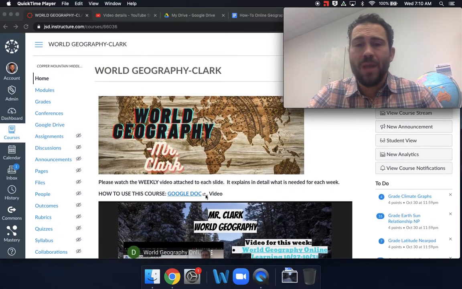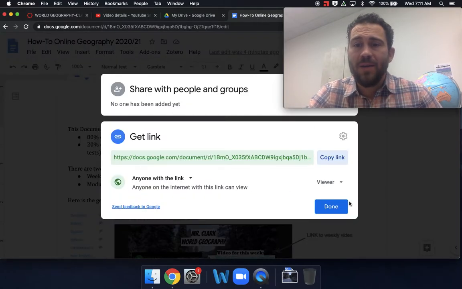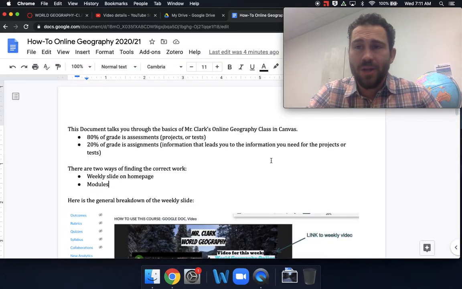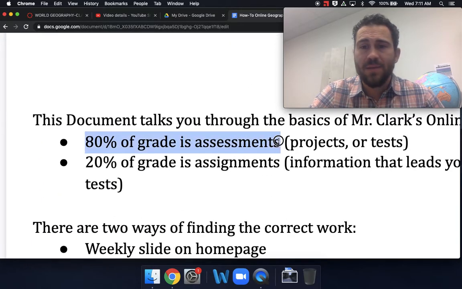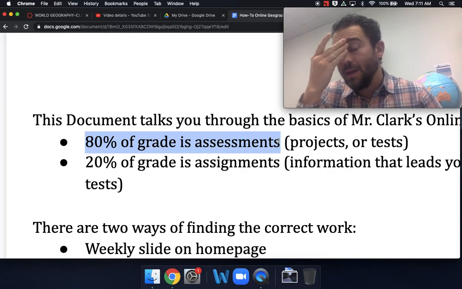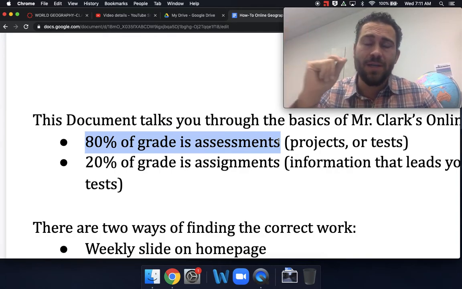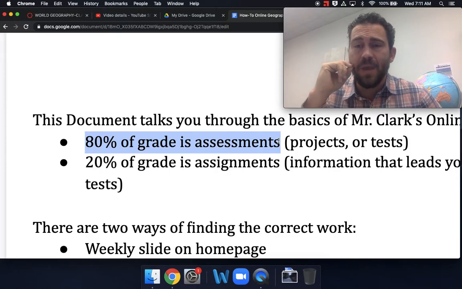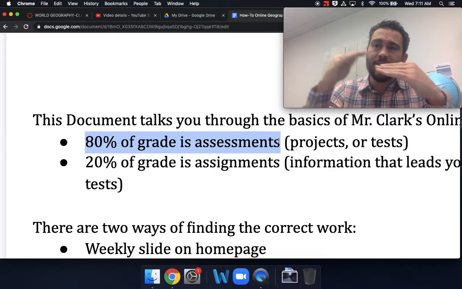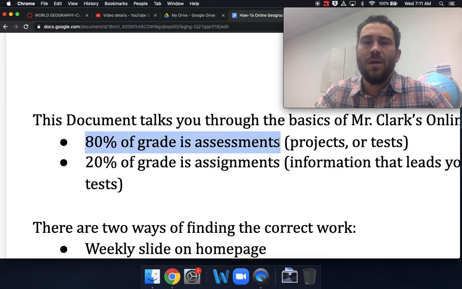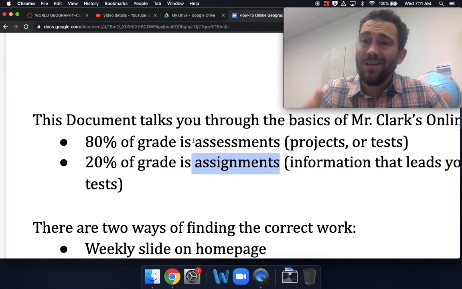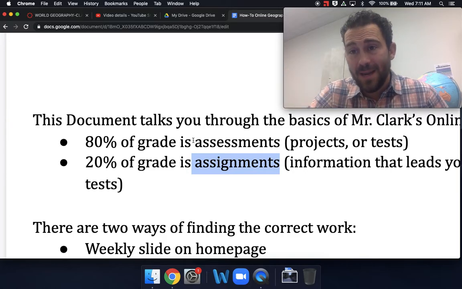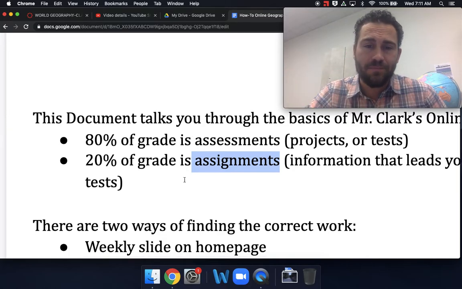So anyway, if you want to just look at the doc, how to use my geography Canvas course, it's really simple. 80% of your grade is assessments. I'm really interested in your learning, and that's why I do this. It's either projects or tests. 20% of your grade is the assignments that lead you up to those projects or tests. You might think, well, I'm just going to do the test. Well, the problem is you're not going to do great on the test unless you do the assignments. So that's the whole point of the assignments.